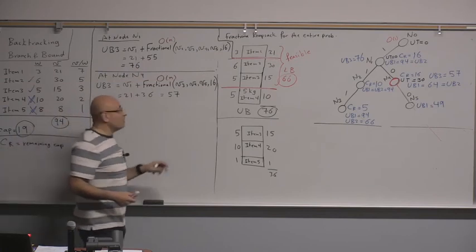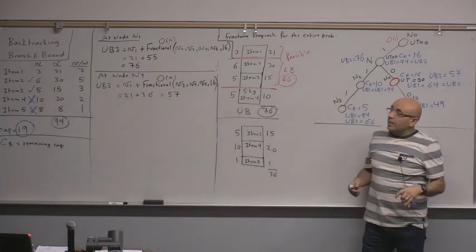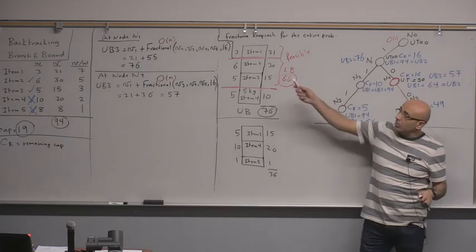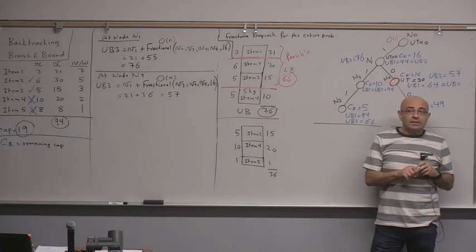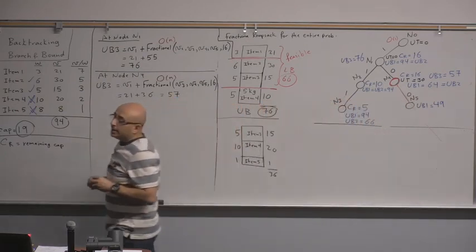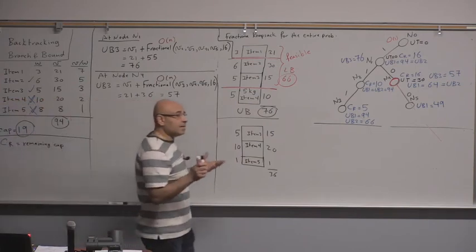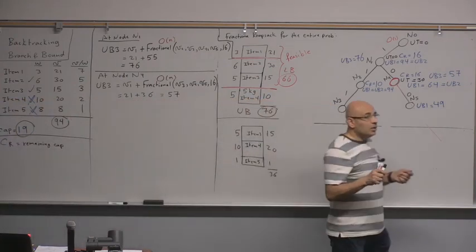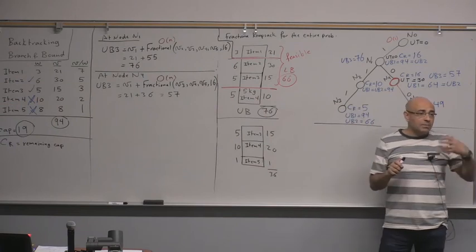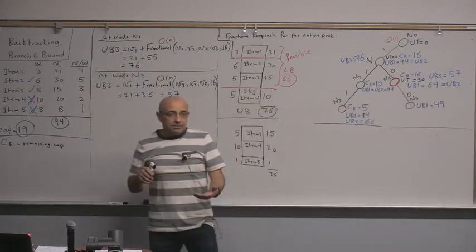So do you think it will be a good idea to use this O(n)? Why? Because it is giving us a tighter upper bound. Yeah, exactly. So this is basically the idea in branch and bound. You are willing to spend more time computing an upper bound if that gives you a tighter upper bound.